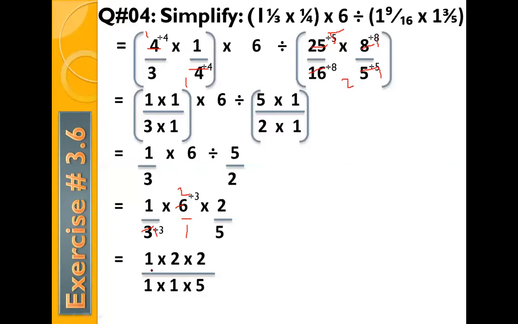Now what you have to do, you will simply multiply the numerators and multiply the denominators. So what will it become? 1 multiplied by 2 is 2, 2 multiplied by 2 is 4, and in the denominator what will be left? 5. So your answer will be 4 upon 5. That is very simple and very easy. Okay, so 4 upon 5 is the right answer.